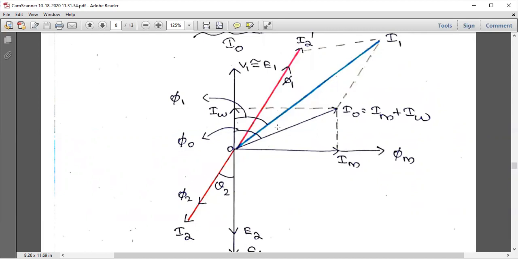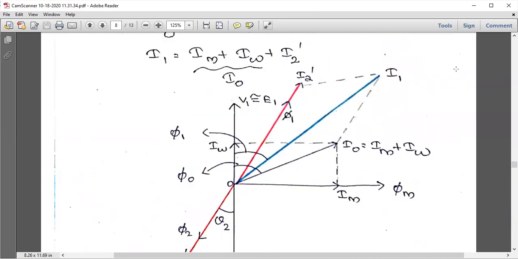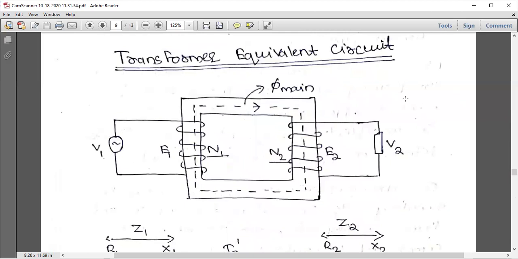Nothing to worry about. Everything else is the same. E2, E1, V1, everything is the same. That's it. So we brought I2 dash also. So I1 is now I2 dash plus I0. In what condition does I2 dash come? In case of when we apply the load, when we have I2. Okay. Now we will see the transformer equivalent circuit.